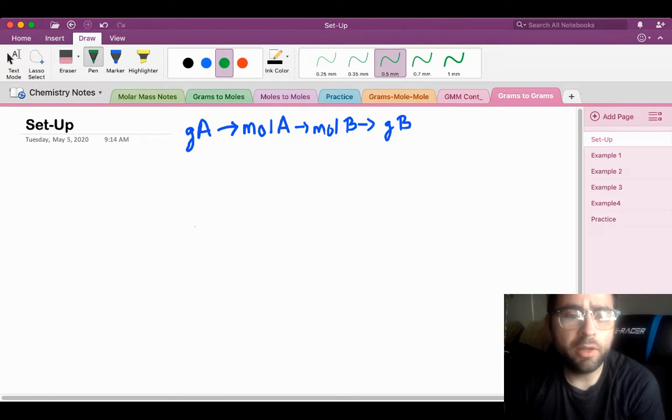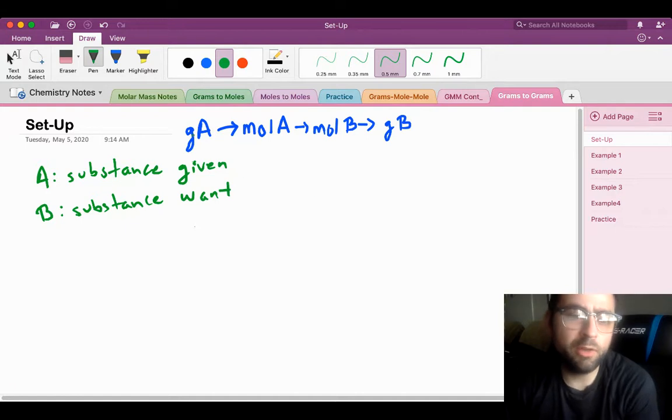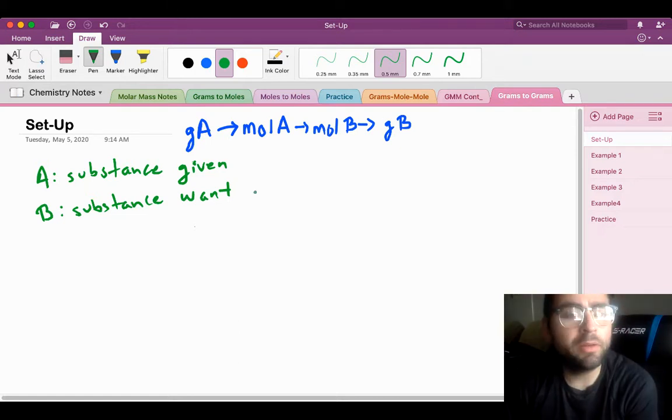So let me write that right here. A is going to be your substance given, and then B is going to be your substance that you want. So instead of saying gram of A, we'll say gram of whatever you start with, mole of whatever you start with, mole of what you need, and gram of what you need or what you want.